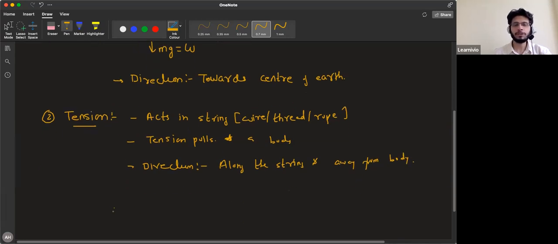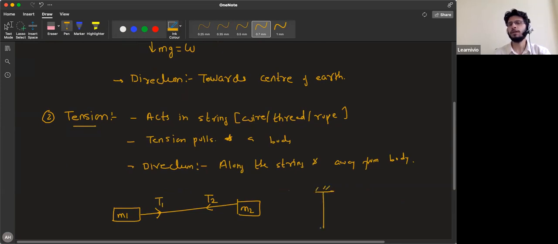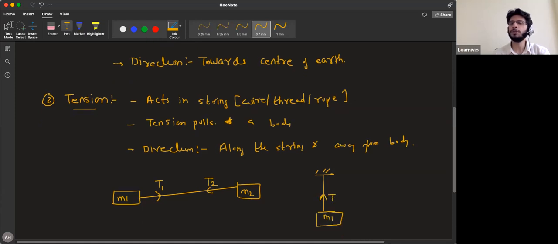Let's try to decide the direction of tension in some cases. Let's say you have two masses m1 and m2. This string will pull the mass with some force, and that force is known as tension. The direction of the tension is away from the mass. Similarly, on m2, this is the direction of tension T, away from the mass. If this string hangs from mass m1, then the direction of tension on m1 will be upwards. It always acts away from the body. This is the trick to decide the direction of tension.